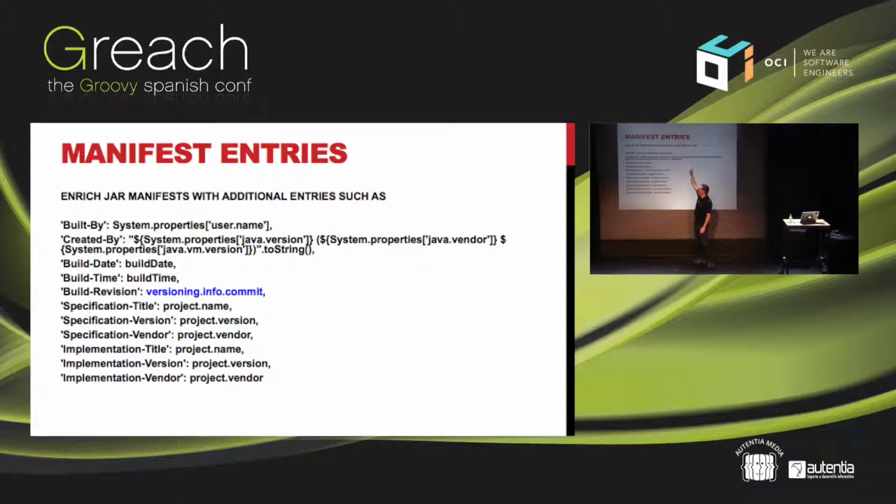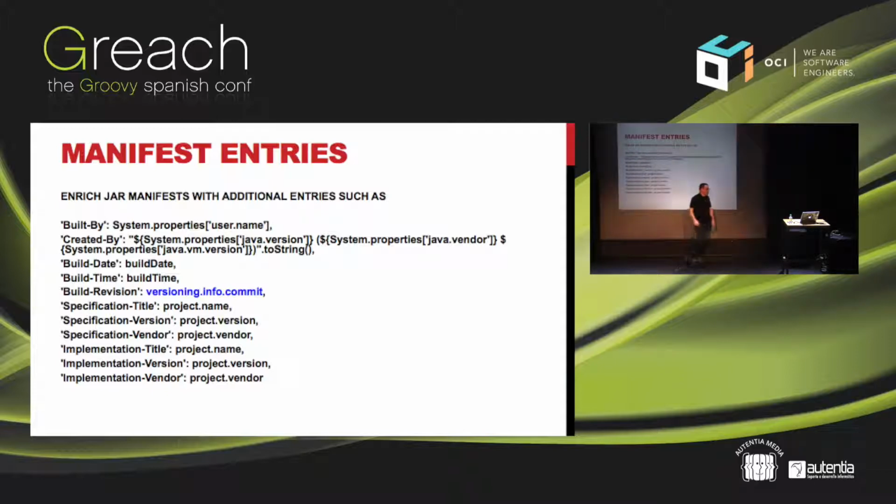For example, who built the artifact? Using which JDK release? At what time and what date? If you use the ISO 8601 format, I would recommend you to do so. And here is my pal, the versioning plugin that will give me the latest hash for that particular thingy.